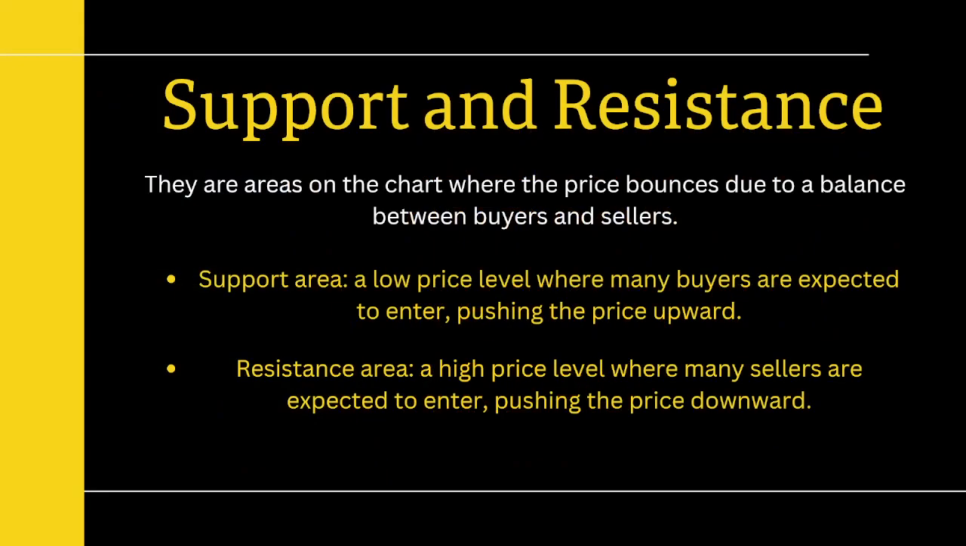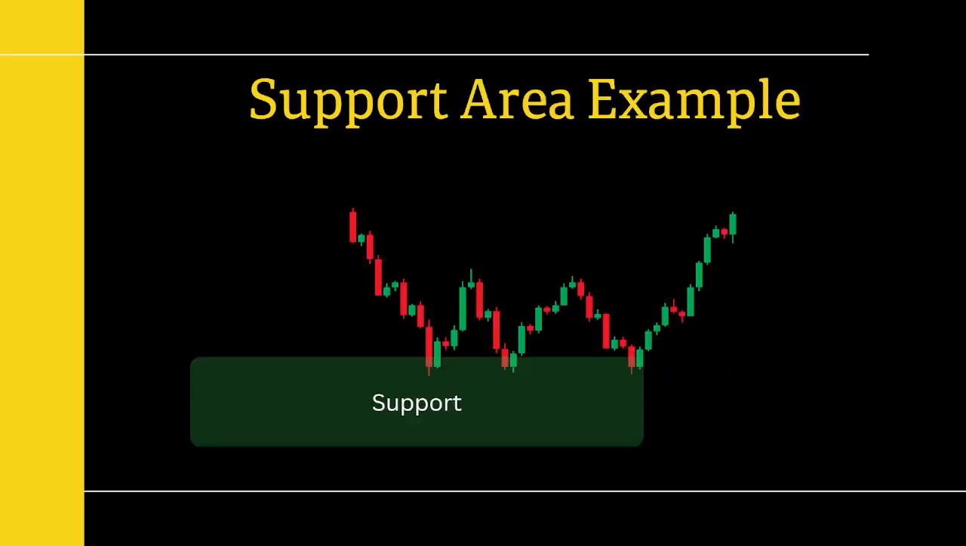Support and resistance are areas on the chart where the price bounces due to a balance between buyers and sellers. A support area is a low price level where many buyers are expected to enter, pushing the price upwards. Resistance, on the other hand, is a high price level where many sellers are expected to enter, pushing the price downward. This is a simple support area example.